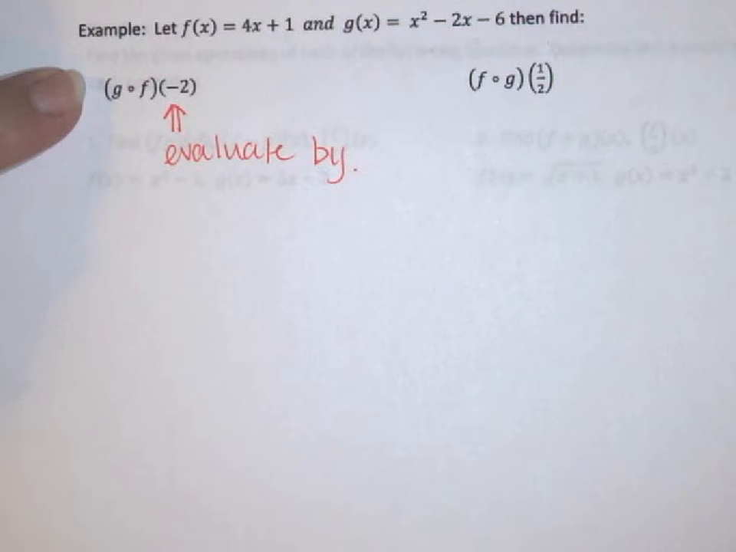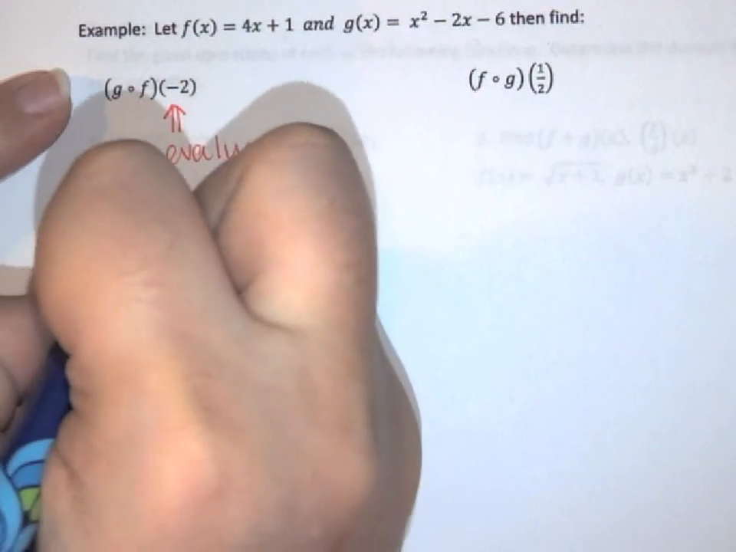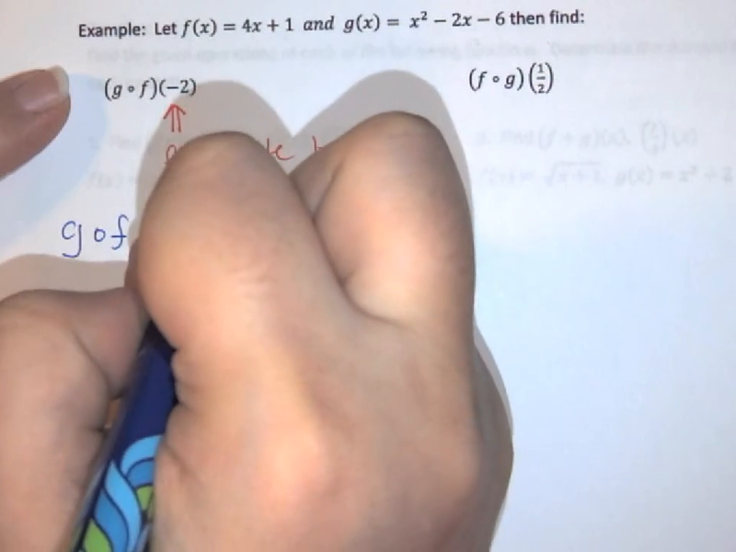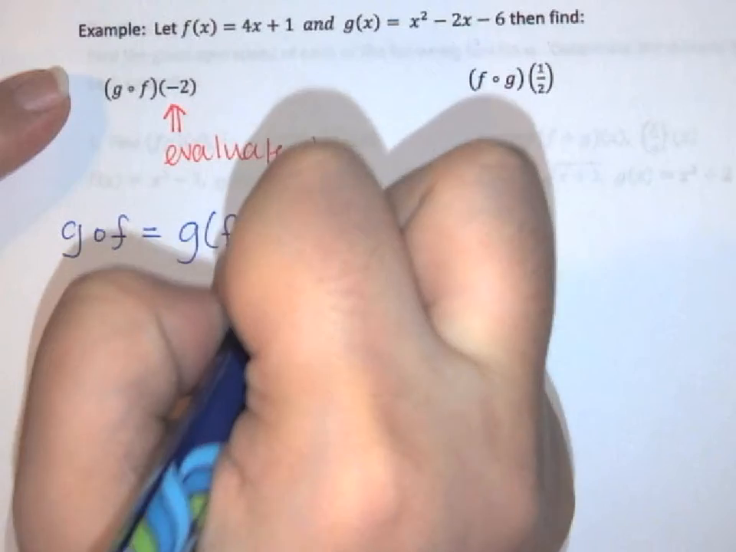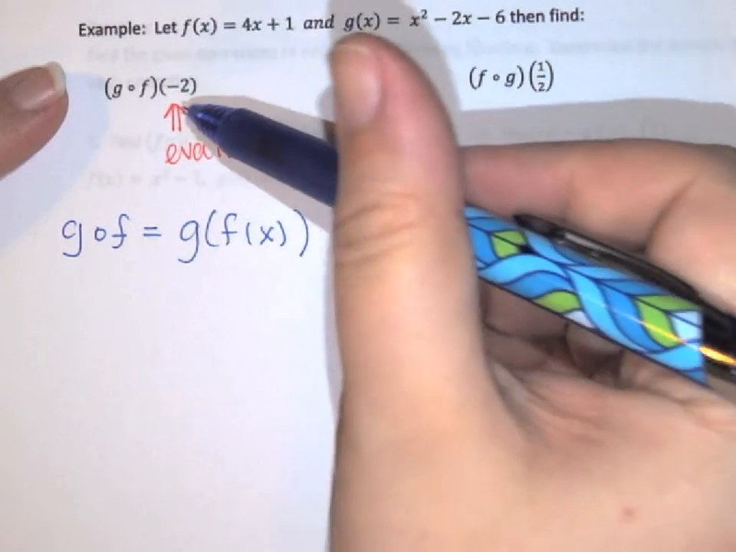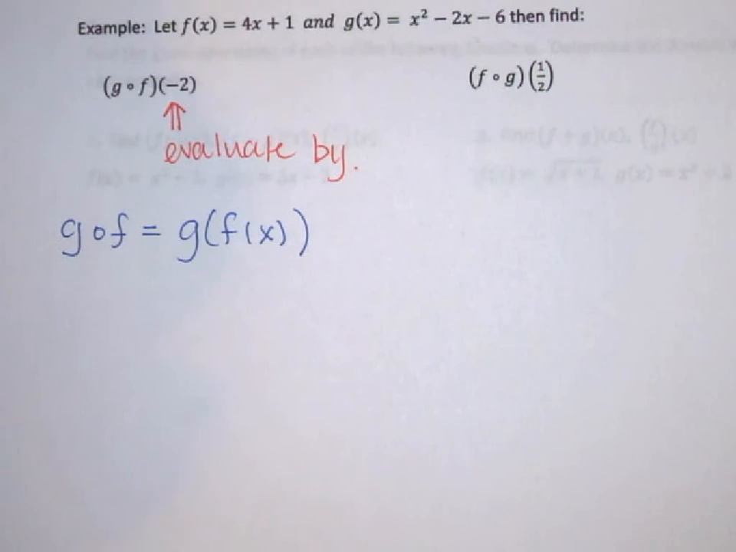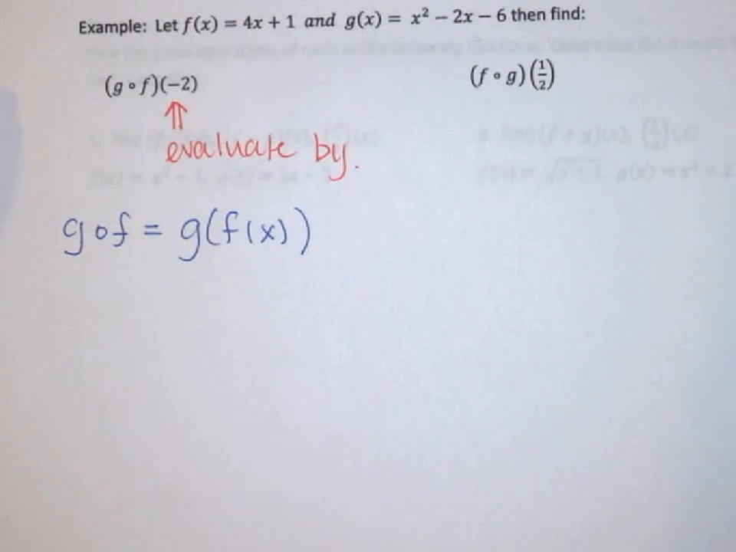But before we evaluate, we have to run our composition. So I want g of f. So remember, g of f is the same as saying g of f of x. Well, in this case, I want you to evaluate by -2. So there's a couple ways that you can look at it. The first way that we can look at it is finding your composition first and then evaluating. So let's go ahead and do that.